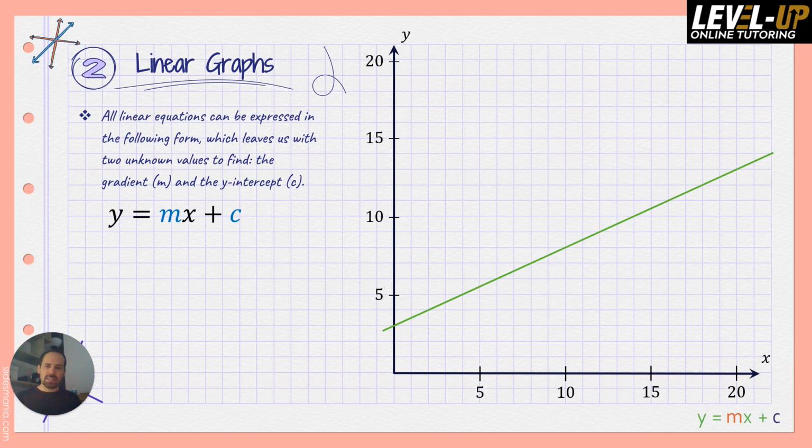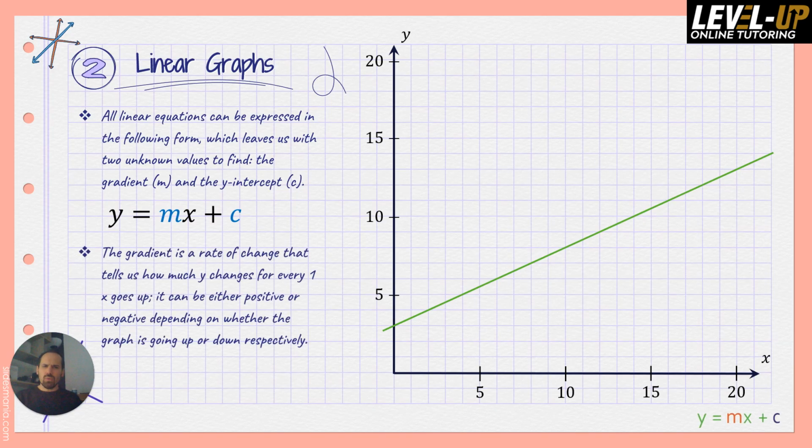So say I have a graph like this, and we want to know what the equation of this graph would be. We know the gradient is the rate of change. For every 1 that x goes up, we want to know how much y goes up or down. And so we could take 2 points on this graph. Ideally, we wouldn't want to just read off points, because it might not be completely accurate.